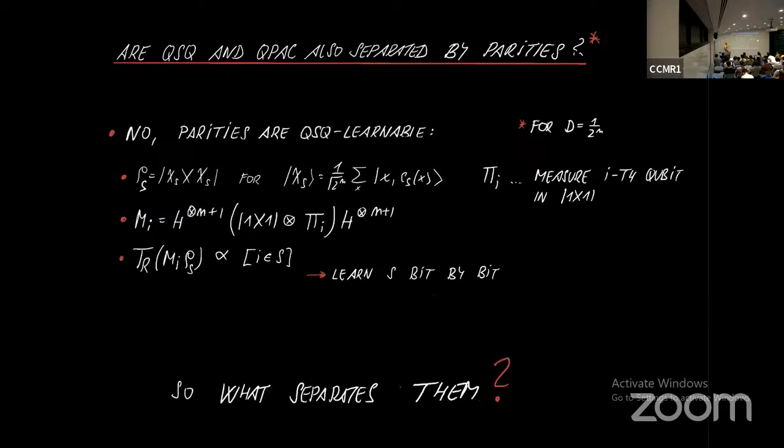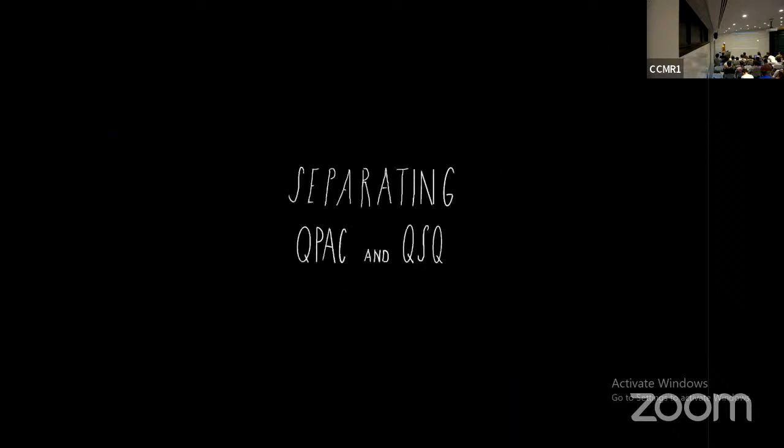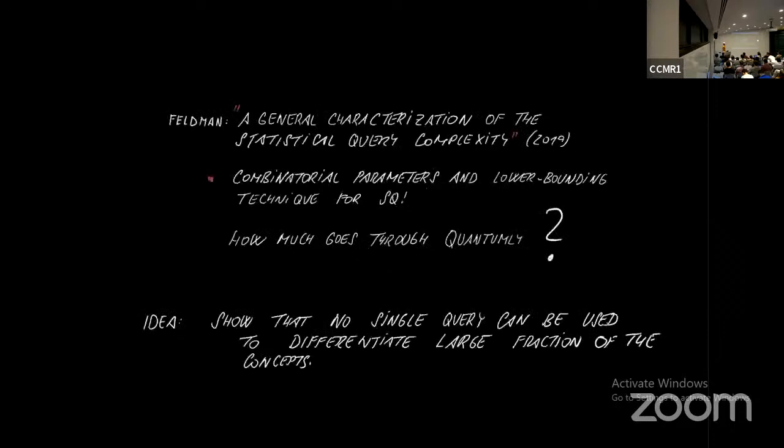And so if you fix the distribution to uniform, and you know that parities don't separate the two learning classes, you may wonder what problem actually separates them. This is the question that we addressed in our work and also managed to answer. All right, so separating quantum examples and QSQ.